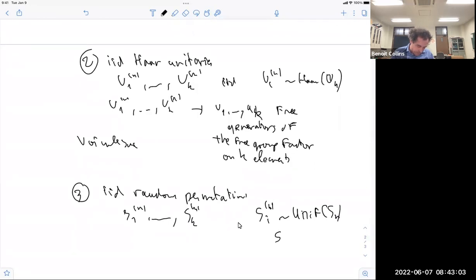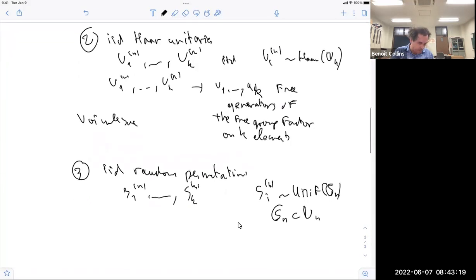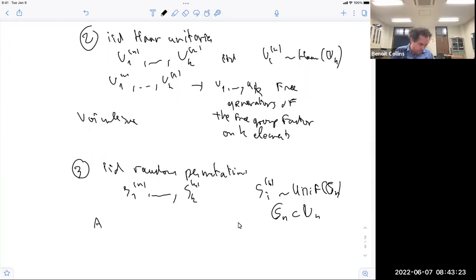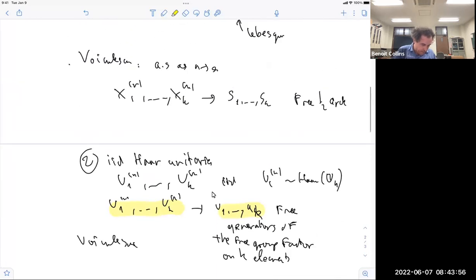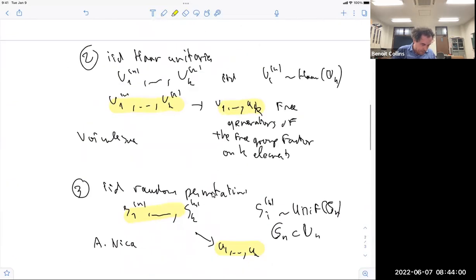Here I'm viewing the symmetric group, maybe I should put some nice S like this, as a subgroup of the unitary group. This is just unitary matrices with entries which are either zero or one. So I think that this is Dykema who proved this initially. So you could say this is still random, but there is less randomness than here somehow. Oh yeah, it converges. Sorry, I should finish my statement that this converges towards the same u1 through uk as here. So what we have here remains here. So maybe I should try to highlight it a bit to make things look a bit less terrible. Okay, so this was like this.